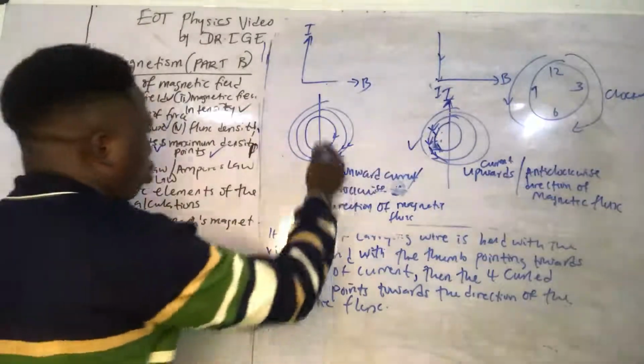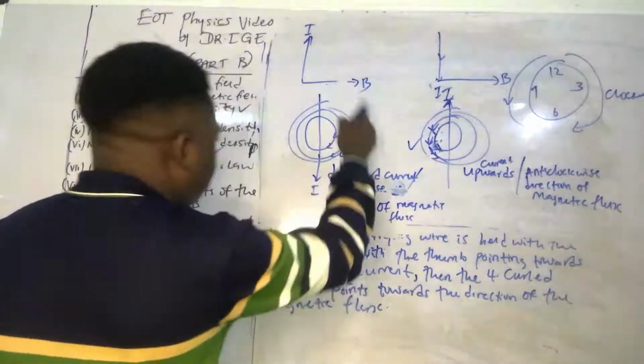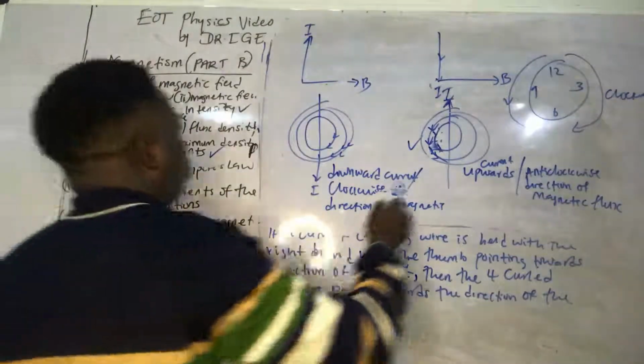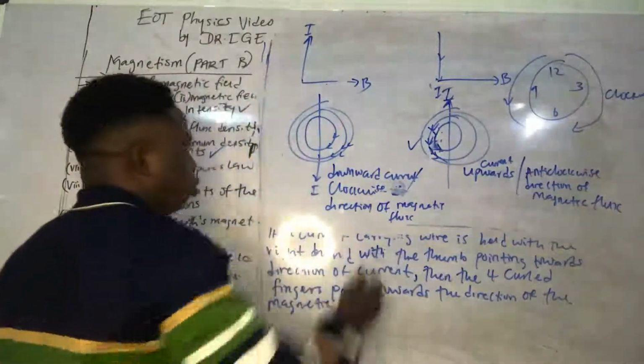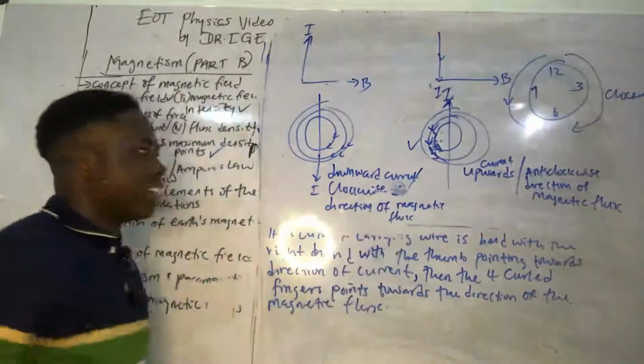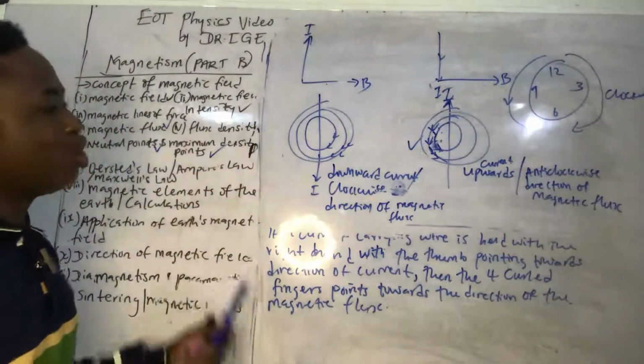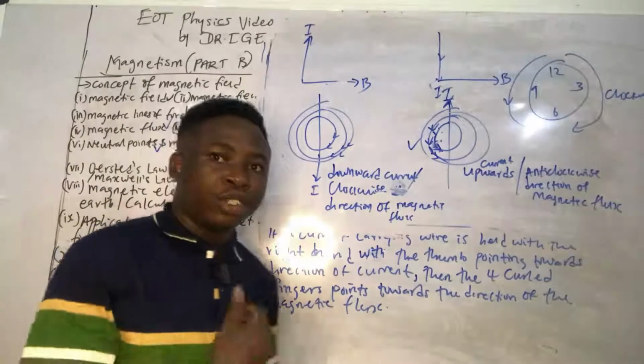So if the arrow points downward, the direction of the magnetic flux will be clockwise. That's the way a clock moves. But if the arrow is upwards, it will be anti-clockwise. They can give you diagrams and ask about the current, but just know the concept. We'll do questions actually, so we'll see how it works.